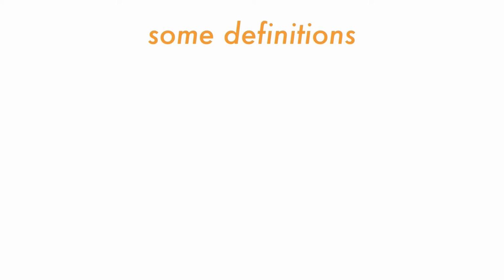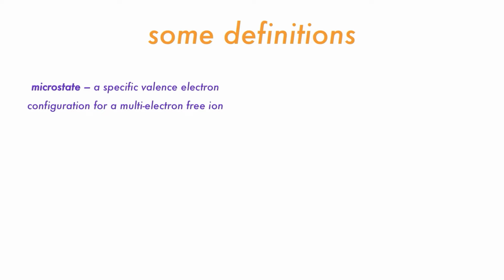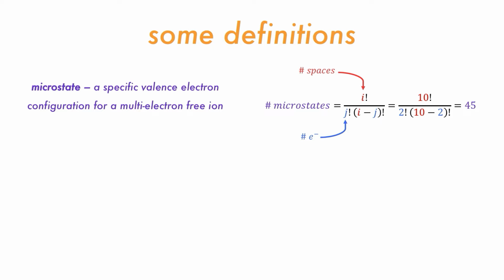To do that, though, we need to define some terms. The first is microstate, which for us will be a specific valence electron configuration for a multivalent free ion. So one example could be one electron spin up in a dz squared orbital, and one spin down in a dx squared minus y squared orbital. We can calculate the number of microstates that we will have for a specific electron count in a spherical ion. The number of microstates will be dependent on the number of spaces. For d orbitals, this will be 10 spaces. J is the number of electrons, so for 10 spaces and 2 electrons, we will have 45 different microstates, which is 2 electrons in 5 d orbitals.